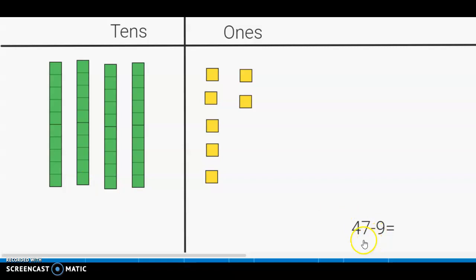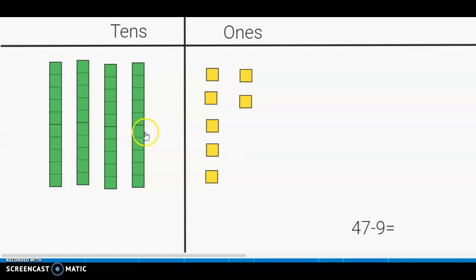So I have this problem down here, 47 minus 9. And I have 47 shown using the tens and ones blocks. So I know that I have 47 and I want to take away 9. But when I look in the ones place here, I see that there's only 7 ones there. So I can't subtract 9 ones when I only have 7 ones, right? If I have 7 pencils and you ask me for 9, I can't give you 9 pencils because I only have 7. But there's something that we can do to help us solve this problem.